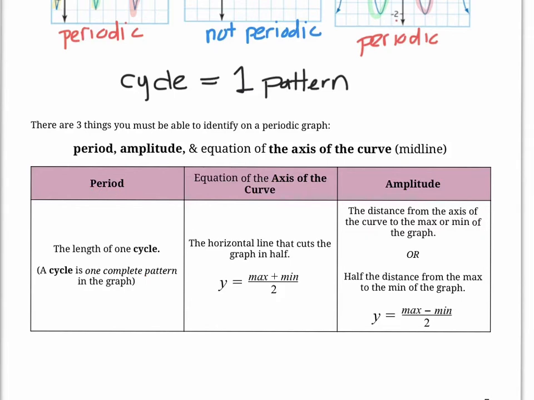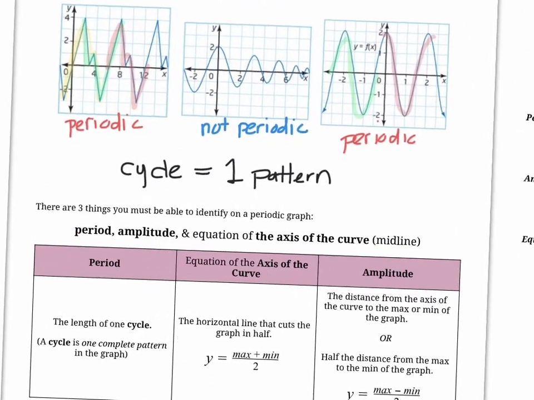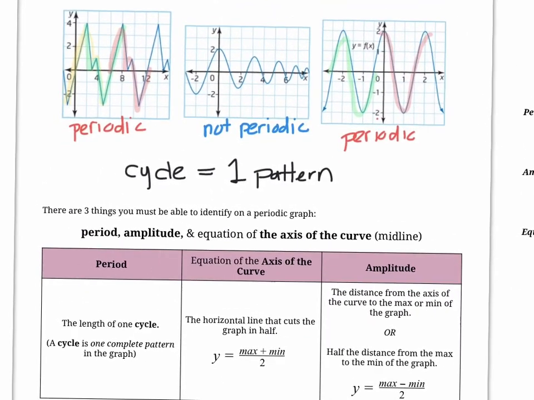A period is the length of a cycle. We just practiced how to find a cycle. A cycle is just one pattern. So the length of that pattern, that is the period. And it doesn't matter which cycle you pick, it's all going to be the same length. So if you had picked this green guy here, the length of that cycle is 2. And if you had picked your cycle here, the length of this cycle is also 2. So it doesn't matter which cycle you pick. It's always going to have the same length.